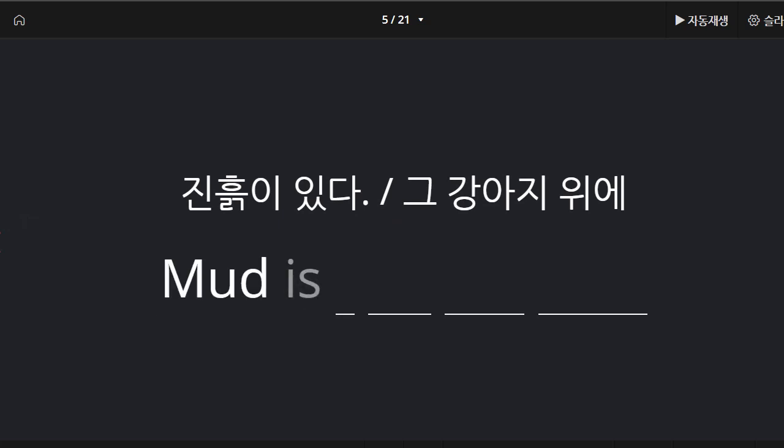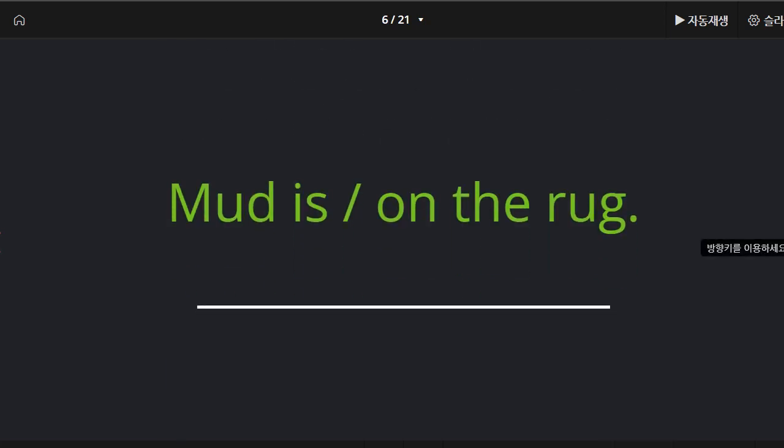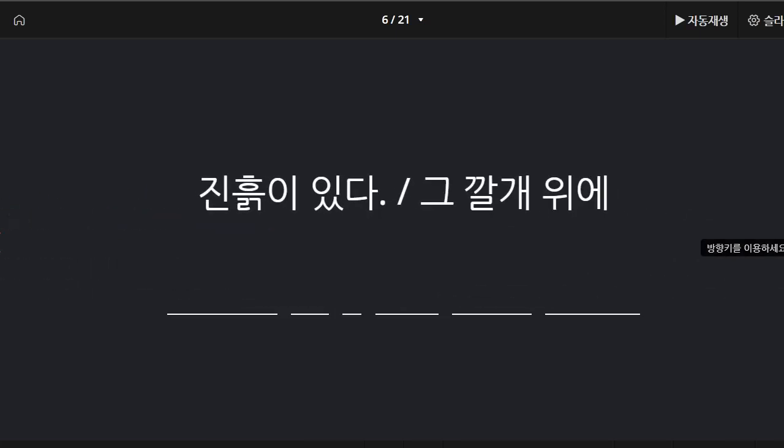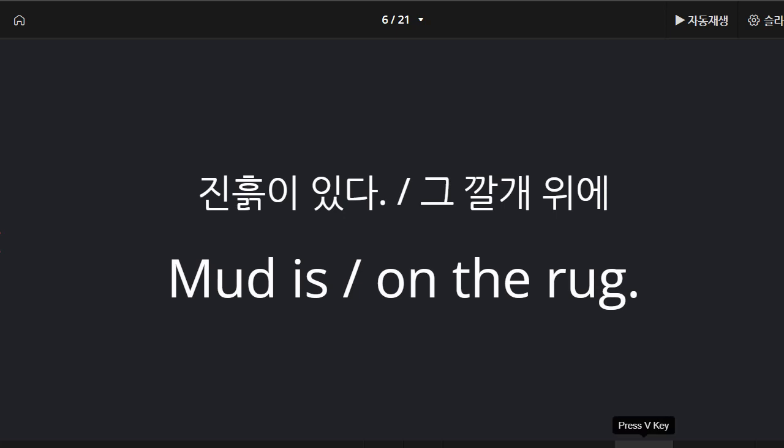Mud is on the pup. Mud is on the rug. 그 뜻은 진흙이 있다 그 깔개 위에. 오케이.